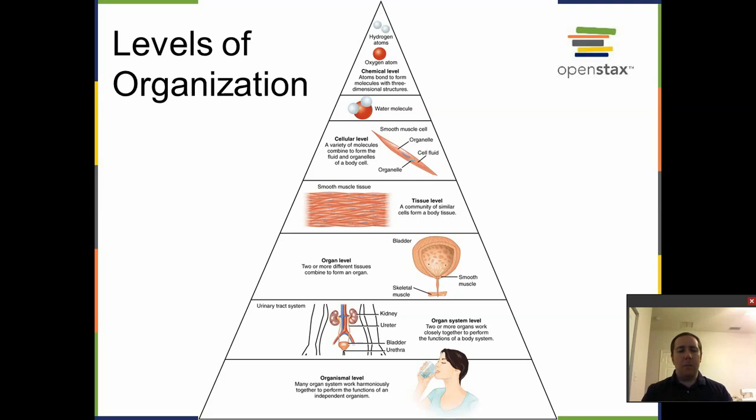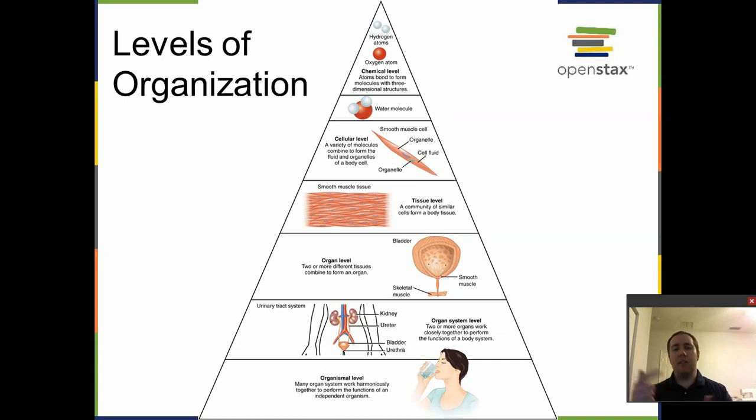And then we can take a bunch of different molecules, put them together, and make a cell. If we take a whole bunch of similar cells and put them together, we have tissue. And if we take multiple types of tissues and put those together, we have an organ. If we take multiple organs that have somewhat related functions, we have an organ system. And if we take multiple organ systems and put those together, we have an organism.